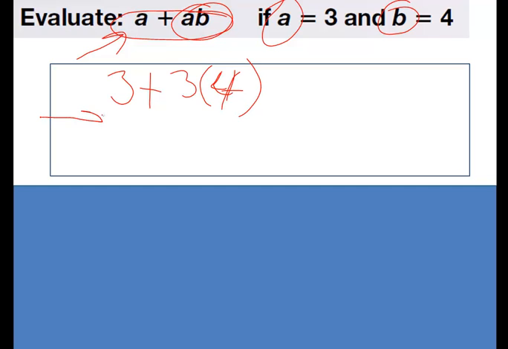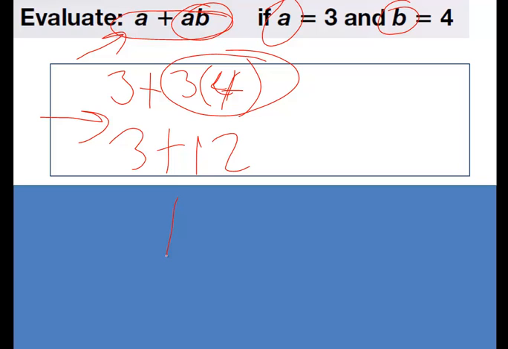So going from left to right, we don't do anything with our 3, we leave it alone. But here we have a multiplication problem. And 3 times 4 is 12. So now we write it again. So we got 3 plus 12. That equals 15. Our answer is 15.